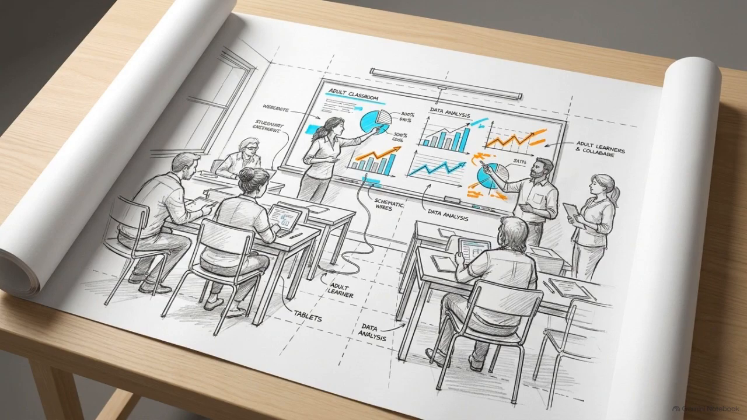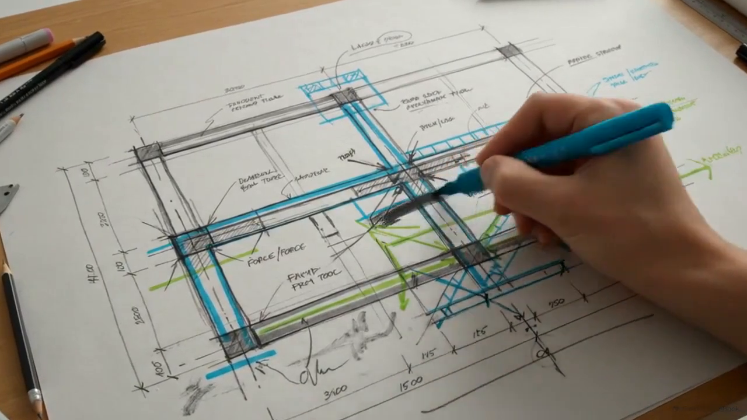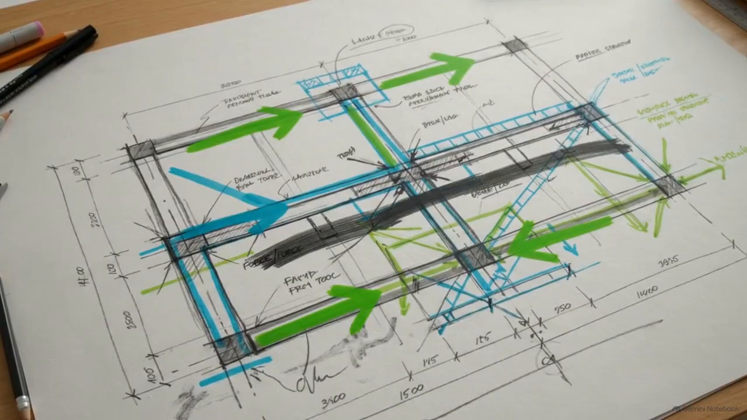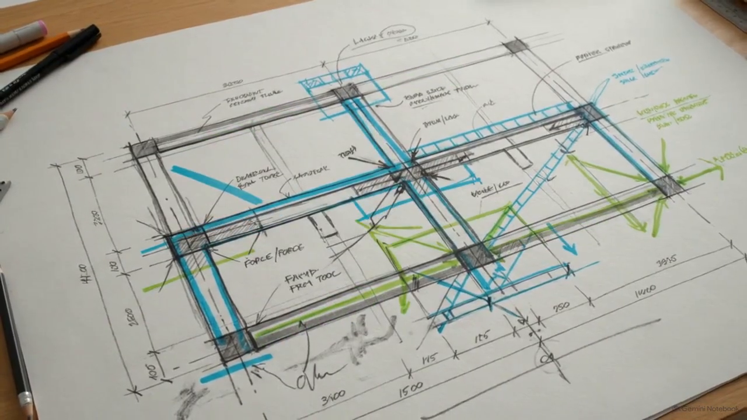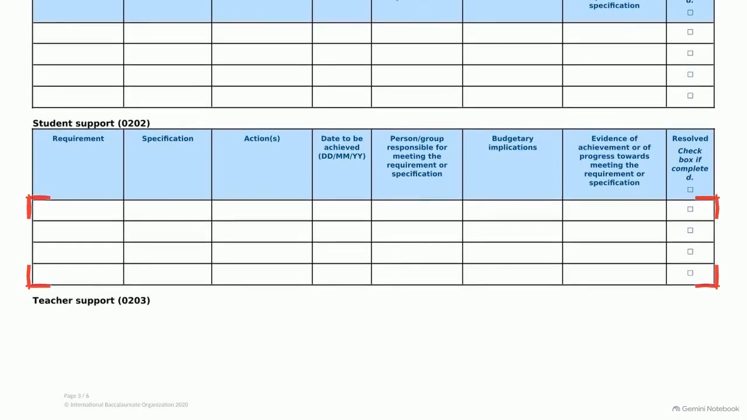Stage 3, reflection, is the mechanism that prevents the planner from becoming a dead archival document, transforming it instead into a dynamic, iterative tool. This evaluation document outlines teacher support standards. IB evaluators strictly audit the environment to verify effective reflection can happen. Specifically, schools must provide dedicated collaborative planning time to adjust these living documents based on student data.